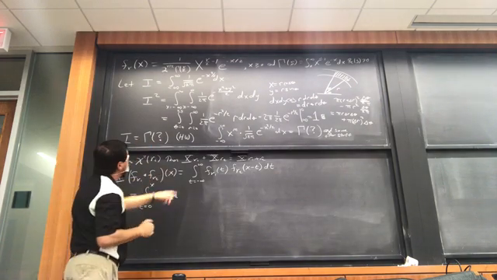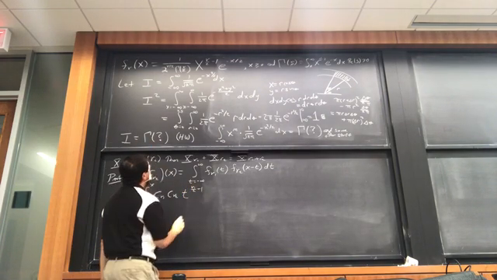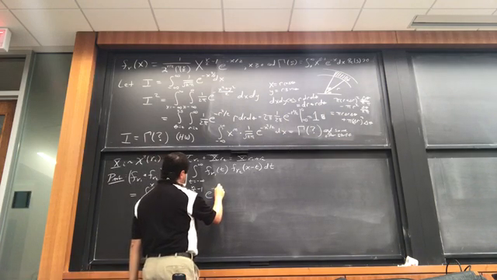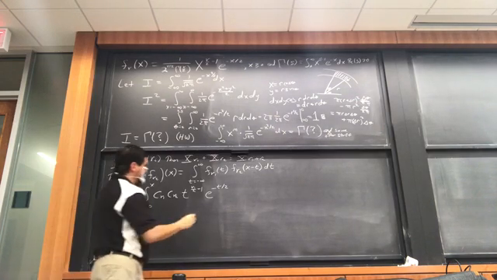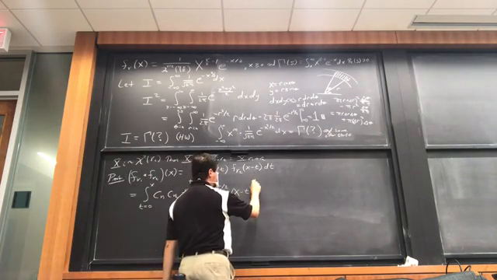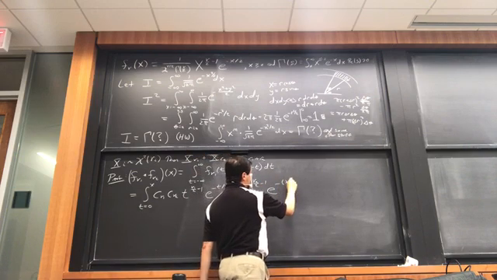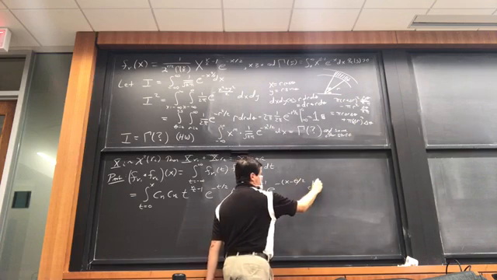So the first one, I'm going to get t to the nu 1 over 2 minus 1, e to the negative t over 2. And then for the second one, I'll get x minus t to the nu 2 over 2 minus 1, e to the negative x minus t over 2, dt.